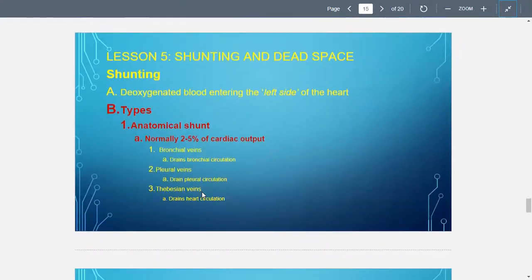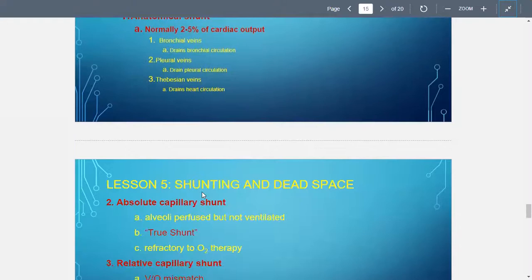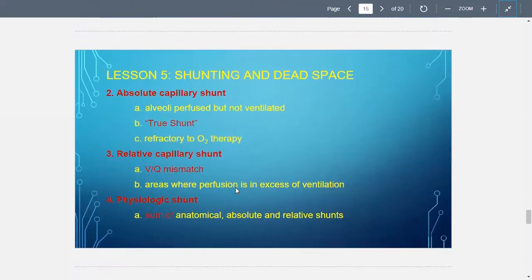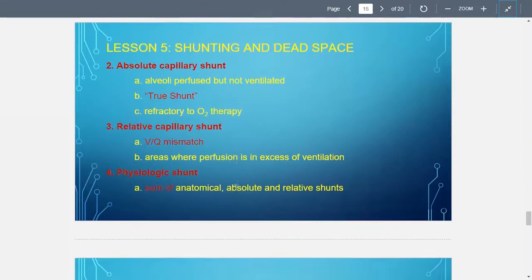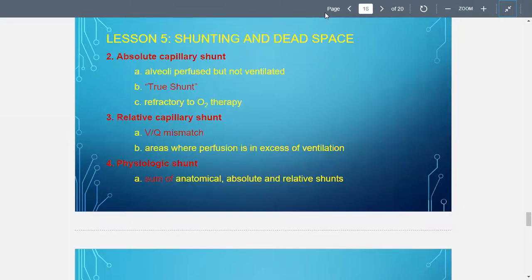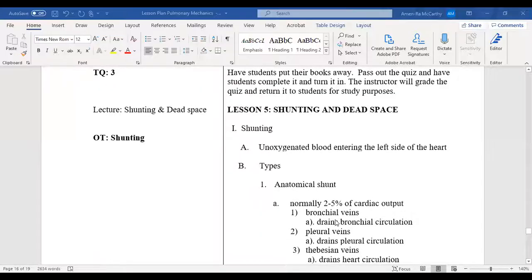Now let's talk about the 4 types of shunt. Let me see if I have it. I should have this. Hold on. Let me stop that share and go back to the lesson plan. I don't really like those colors. Where's my? All right, here we go.